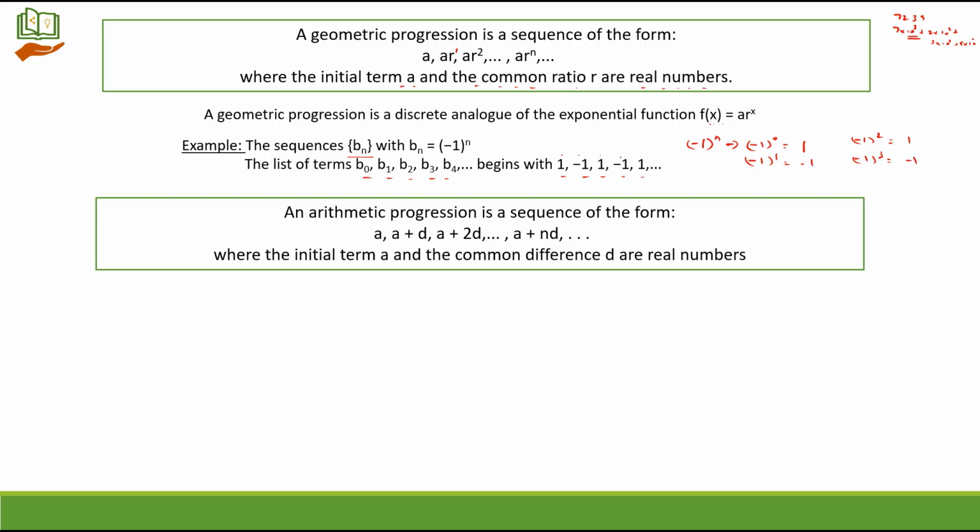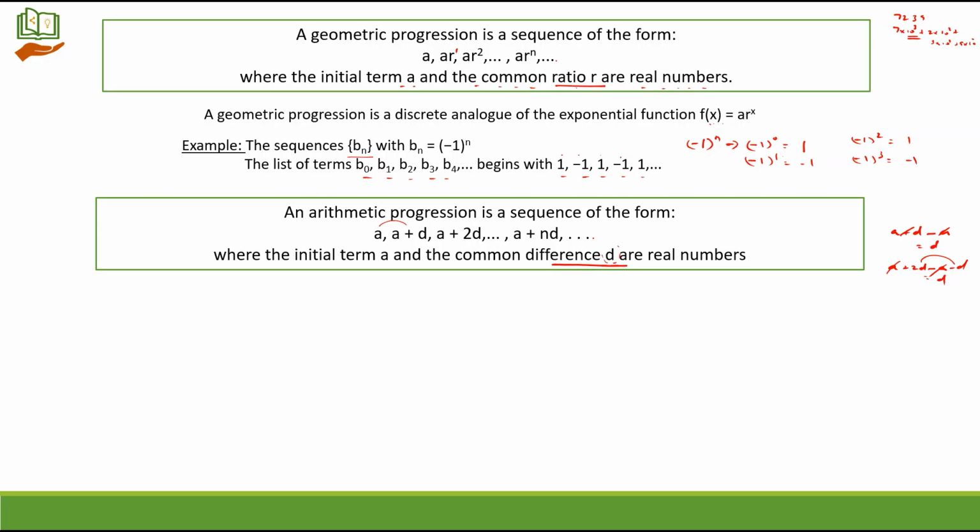An arithmetic progression is a sequence of the form a, a plus d, a plus 2d, and it goes on till a plus nd, where the initial term a and the common difference d are real numbers. Here it is the common ratio and here it is the common difference. When you take a plus d minus a, subtracting these two terms, you ultimately get d as the difference. Again, take the third term and the second term: a and minus a will get cancelled, 2d minus d will be d. So the difference between two consecutive terms will be this particular common difference d.